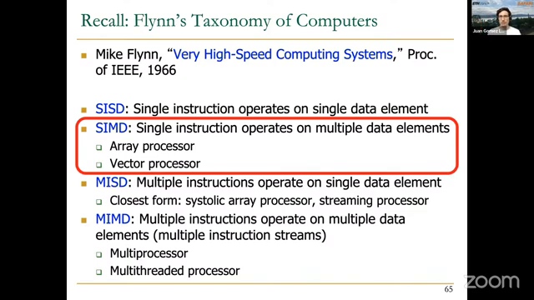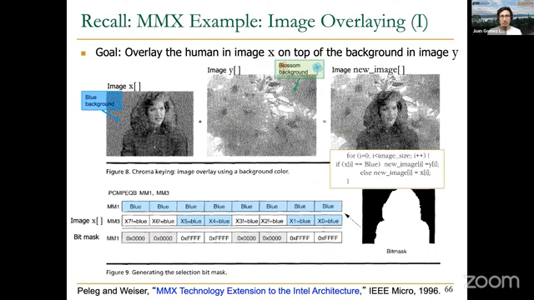There are 2 classic examples of SIMD machines. One is the array processor, the other one is the vector processor. We are going to mention very briefly what are the key differences between these 2, and we will see that real SIMD machines, like for example GPUs, have characteristics of these 2 types of SIMD processors, array and vector processors. I already gave you the example of SIMD extensions in CPUs, the MMX example for image overlaying, the idea that we are going to perform the same computation on every single pixel of an image.